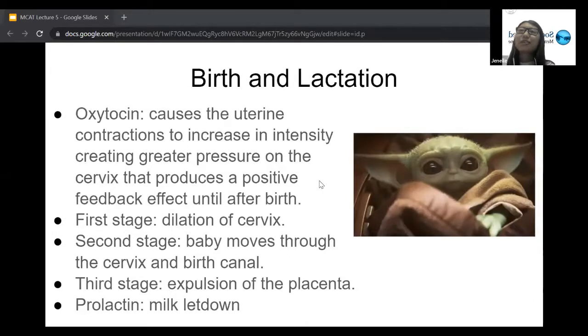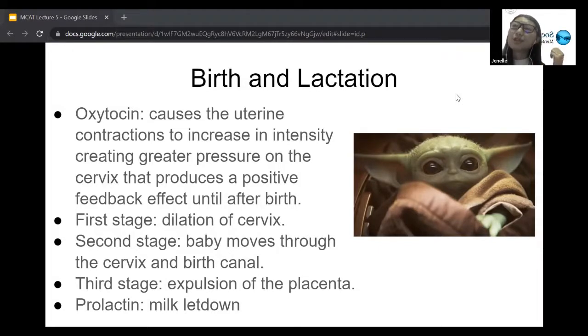And so now we're going into birth and lactation. As you may recognize here, I have a picture of Baby Yoda. I know Baby Yoda is not a human baby, but we're talking about the hormones.